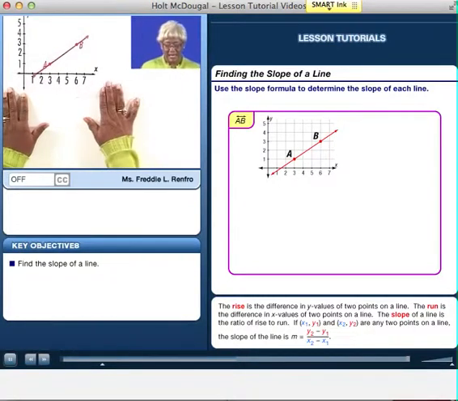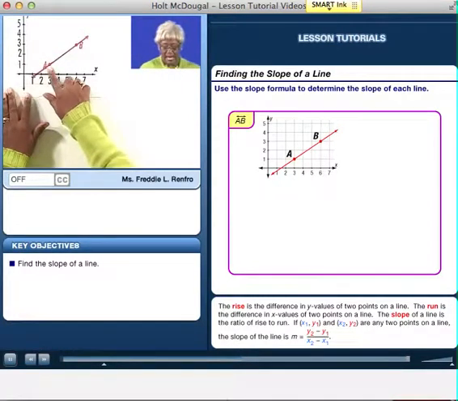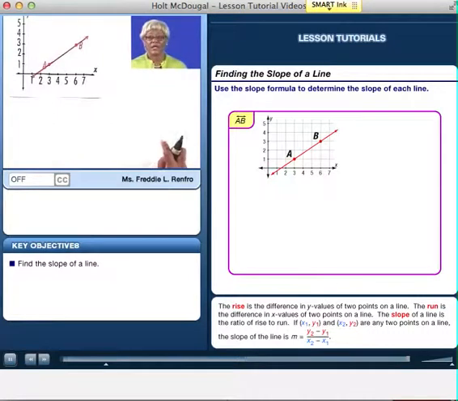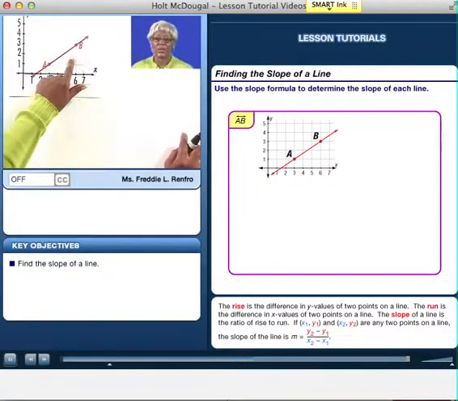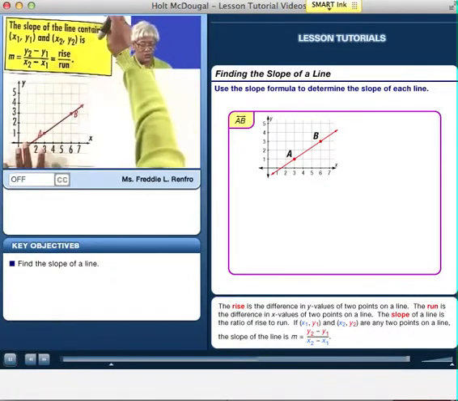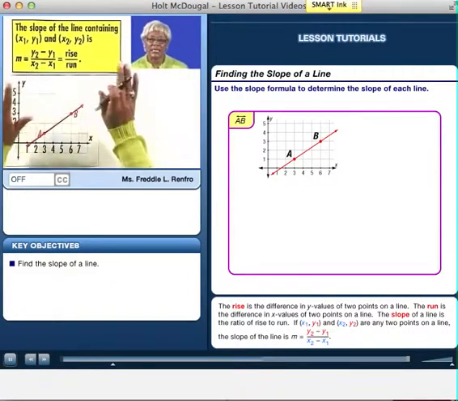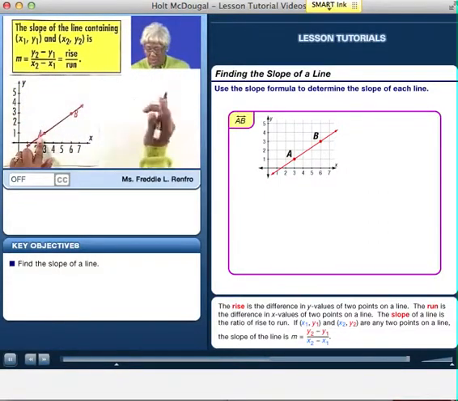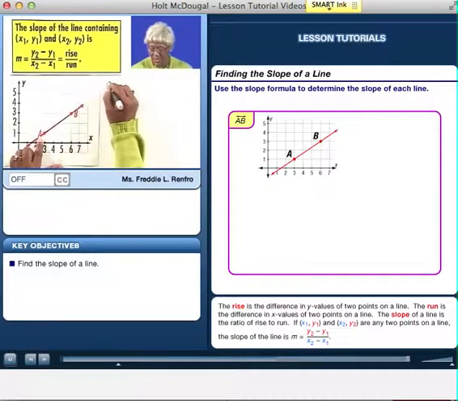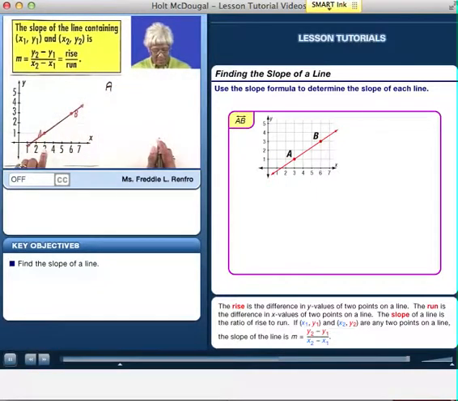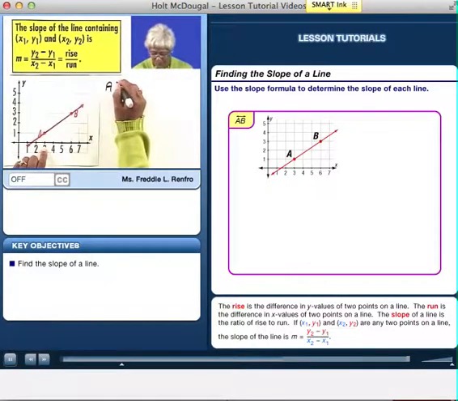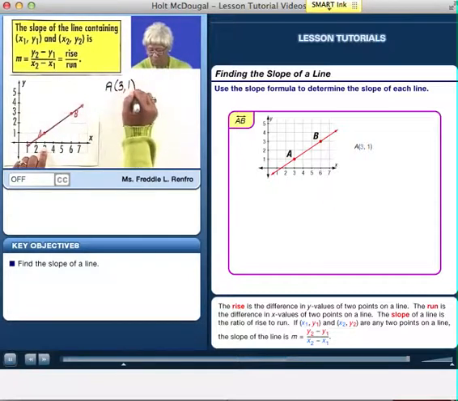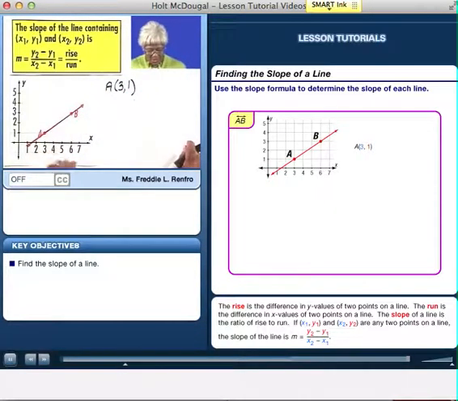The first example we have is line AB. We're going to first determine the coordinates of that line, and we have 2 points. I'm going to put this up here so we can remember our slope formula. The coordinates of point A are 3, 1. And the coordinates of point B are 6, 3.